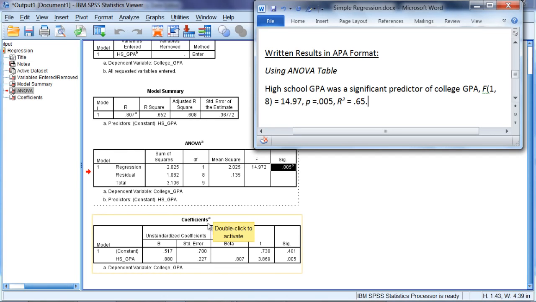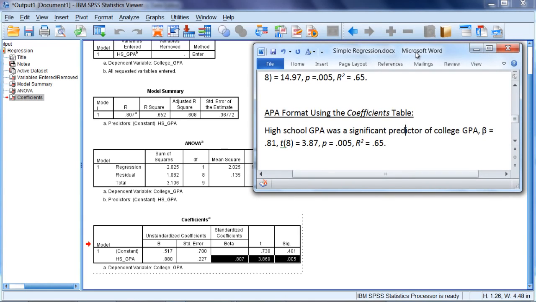Next we'll take a look at reporting the results using the coefficients table. And if we write the results in APA format using the coefficients table, we want to focus on these three values which are highlighted on your screen. And that is the beta coefficient, our standardized coefficient, and that's equal to 0.81. Our t-value, which is equal to 3.87, rounding to 2 decimal places. And then finally our p, which we've seen before and is equal to 0.005.